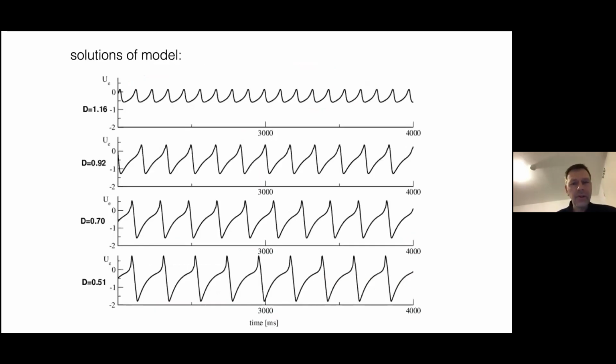These are the solutions. From top to bottom, in the top row, you have large noise level, in the low row, you have low noise level. And so you see the frequency changes, and we can describe analytically how this changes.